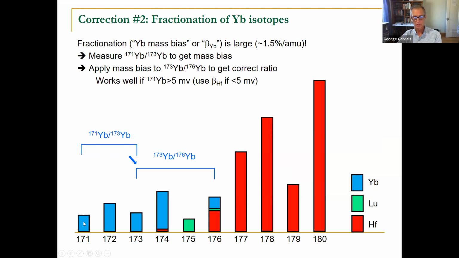Fortunately, there's 2 of them, 171 and 173, that are naturally occurring and stable. So we know what this ratio should be. We measure the ratio, compare it to the known ratio, and we get the ytterbium mass bias, or beta ytterbium value. And it's also about 1.5% per mass unit, because ytterbium and hafnium behave quite similar geochemically. So we measure 171, 173, and then we apply that ratio to the 173, 176 ratio, and you'll see why we do that in just a minute.